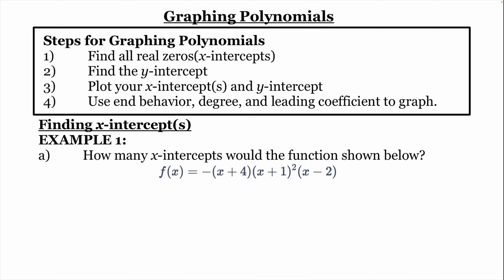So to build the graph, we got to do 4 things. The first thing is we got to find the x-intercepts. The x-intercepts are where it crosses the x-axis, or where it touches the x-axis. Only the real zeros do, though. Anything imaginary does not. Imaginary still answers, but it doesn't help us graph.